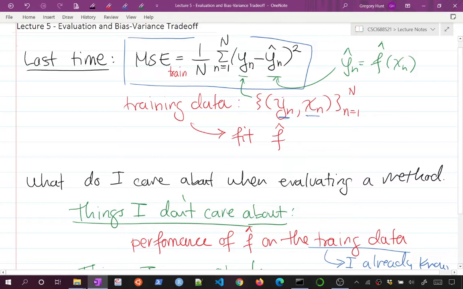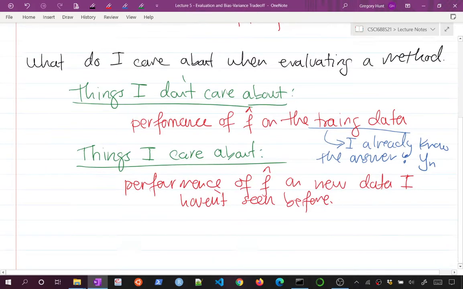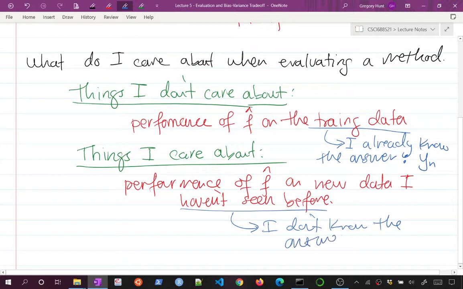What's more interesting is now if I put this in a robot with a camera on it, and I want it to identify in the real world new instances that it hasn't seen before, and I want it to do that automatically without my input, right? So that's the really interesting thing to do. And so for data I haven't seen before, I don't know the answer. And so that's what I'm really actually interested in predicting on.